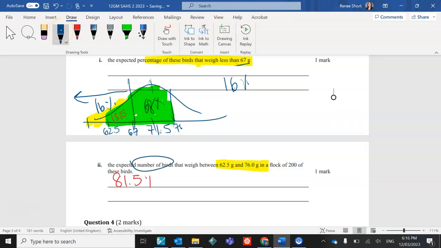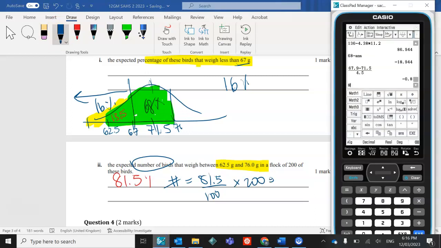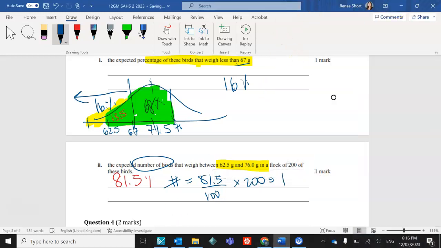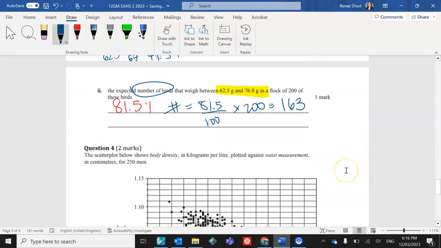But the question asks me for a number. So for me to work out a number, I have to do 81.5 over 100, and then times that by 200. 81.5 over 100 times 200, I end up getting 163 birds. So I have to give my answer as the number, which means it is 163.